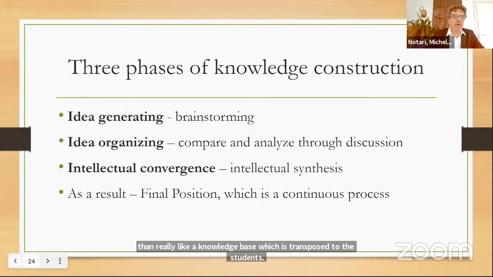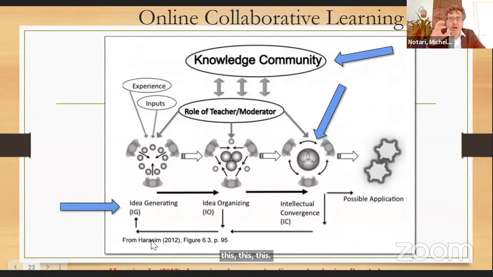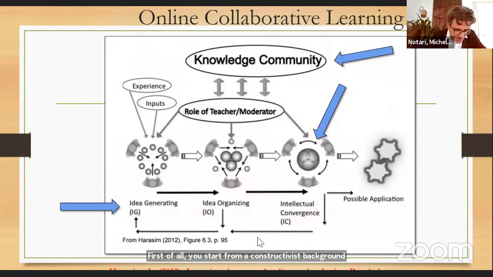I would like to quickly go into that model here, which is actually this online collaboration model by Harasim. The idea behind this image here is the following. First of all, you start from a constructivist background, which means the constructivists and the social constructivists especially, they think that it's not possible to transmit knowledge from one brain to the other by listening, by watching, by doing, by getting the information or the knowledge transposed. They think that knowledge can only be created, skills can only be enhanced by constructing these specific skills from each and every learner.